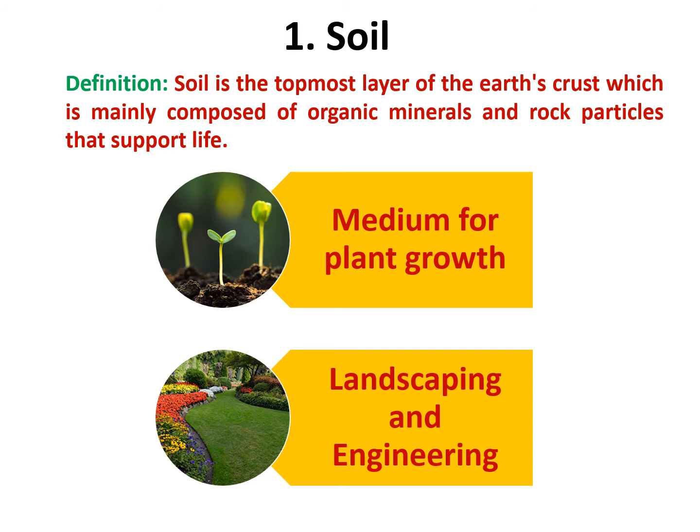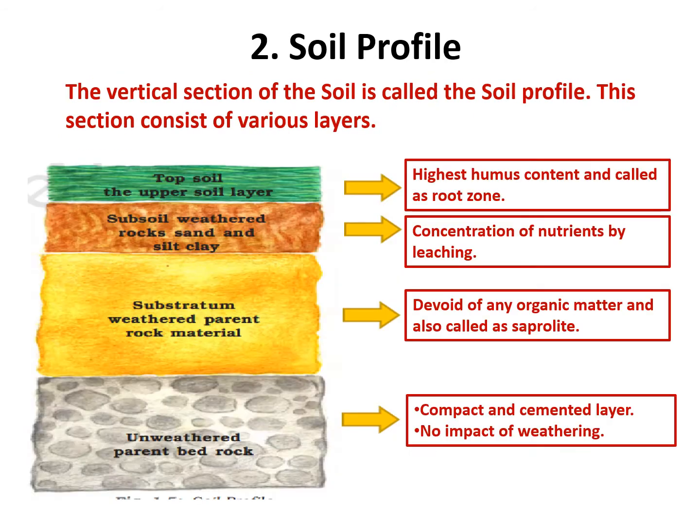Soil is the topmost layer of the Earth's crust, which is mainly composed of organic minerals and rock particles that support life. This can be used as a medium for plant growth or for landscaping and engineering. The vertical section of the soil is called the soil profile, and this section consists of different layers.